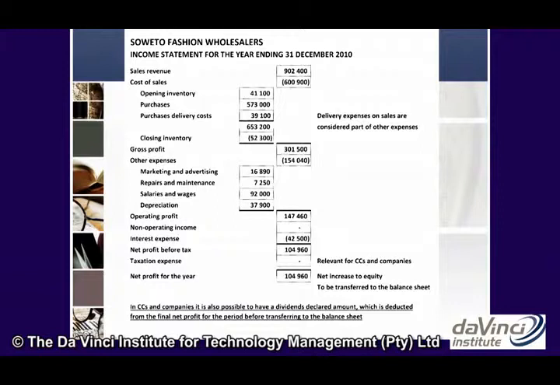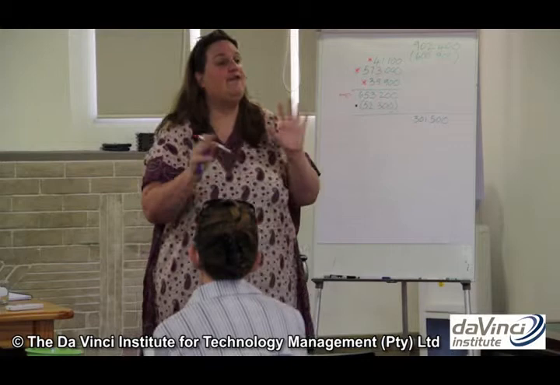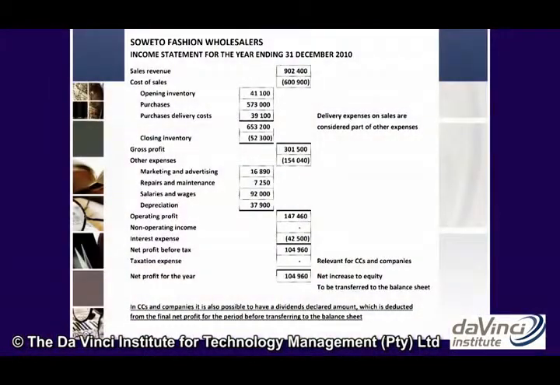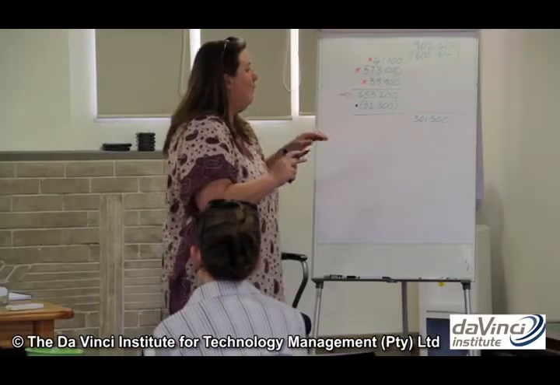Okay, so then what we did was we said, now that we have our gross profit, or our GP, we want to add in any other income and take off any other expenses. So we took all the other expenses off that were not finance related. We left out the interest, but we took our marketing, our repairs, our salaries, our wages, and we listed those. If you add the 16,890 to the 7,250 to the 92,000 to the 37,900, you get the total other expenses that you want to deduct, which is 154,040 Rand. And that's got to come off.